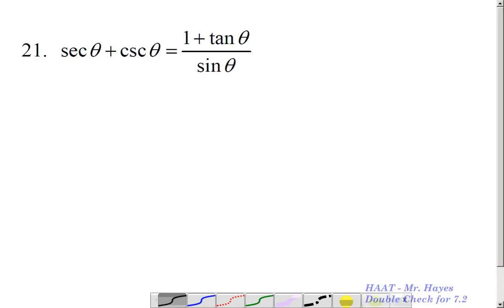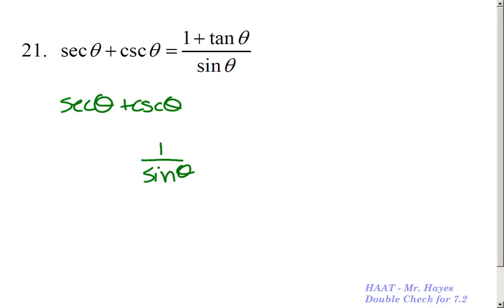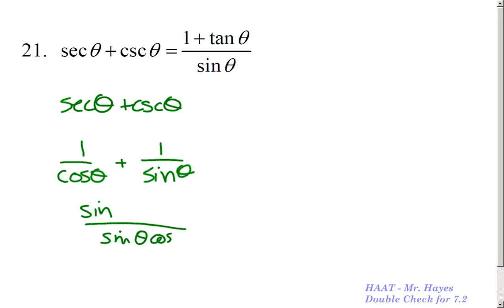Number 21, common denominators here again. So start with this one. Oops. Slide that over. So common denominator-wise, that will be cosine sine. The common denominator is going to be sine theta cosine theta. And then you've got sine theta plus cosine theta. So now you have to get rid of the cosines, which presents an interesting problem.